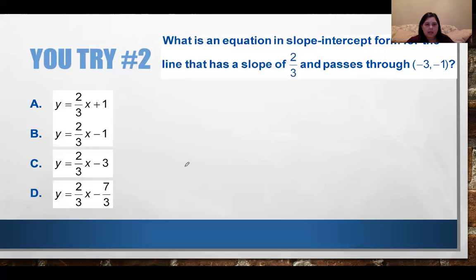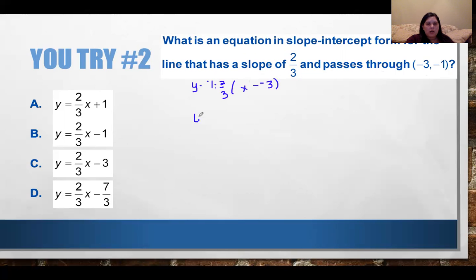All right, so go ahead and try this one. What is an equation in slope-intercept form for the line that has a slope of 2/3 and passes through (3, -1)? All right, so we're going to use point-slope form. I'm going to do y minus negative 1 equals 2/3 times x minus 3.